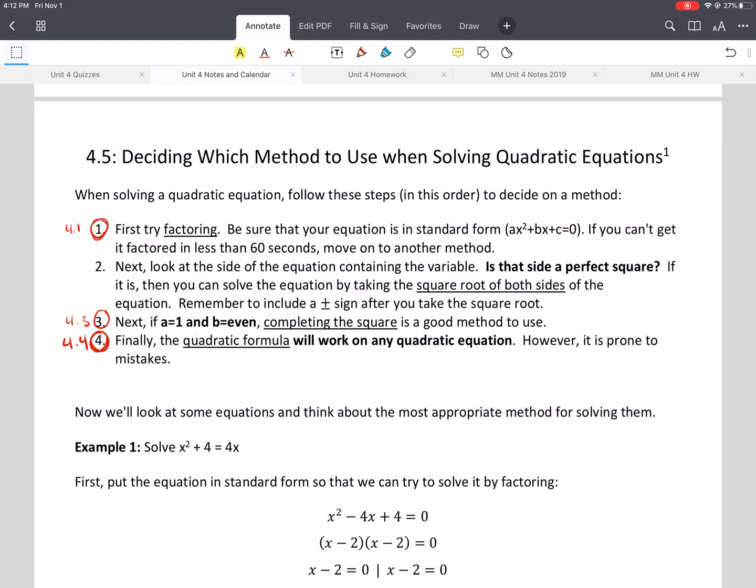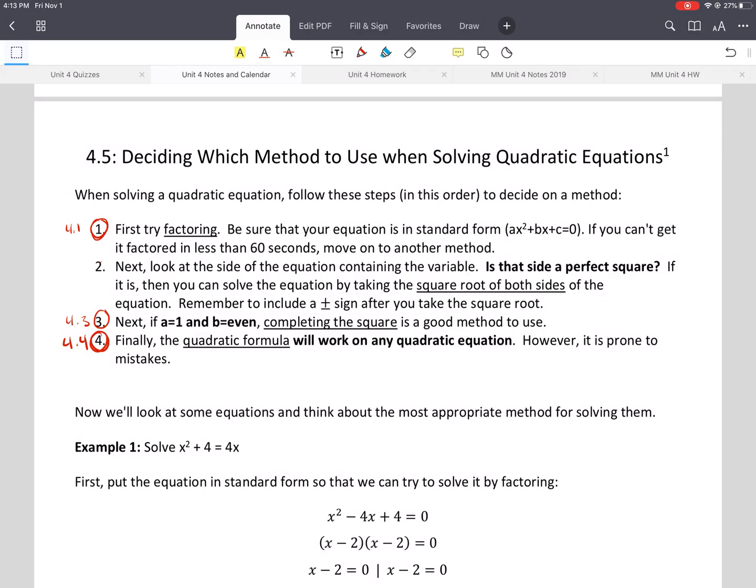Today we're covering Unit 4.5. So far we've covered how to solve quadratics using factoring, completing the square, and the quadratic formula. Today we're bringing it all together and discussing the pros and cons of each, to see if I give you a problem, what method would you use? And if you had no idea, let's talk about that and see what works best.